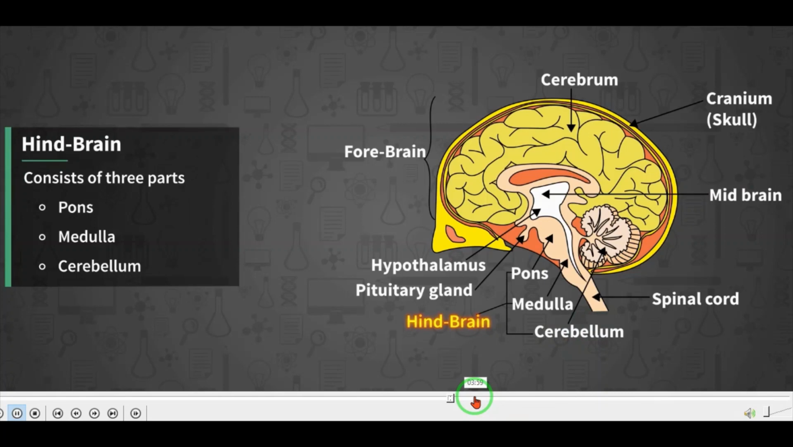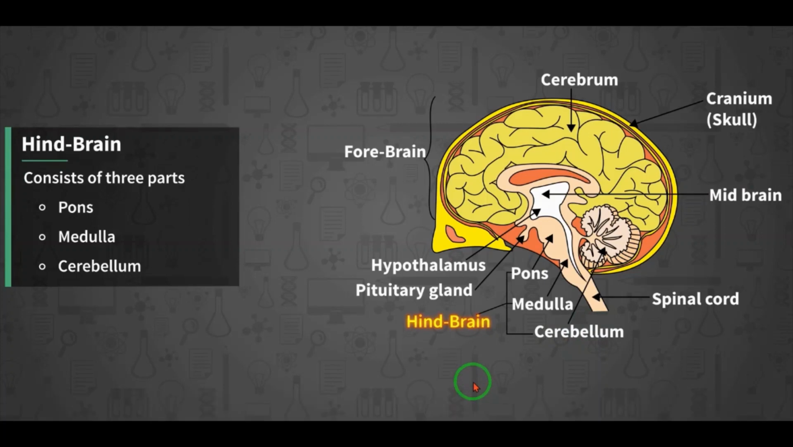Then the third one is the hindbrain. This hindbrain consists of three parts: pons, medulla oblongata and the cerebellum. These are the three hindbrain regions. First, let's see the pons.